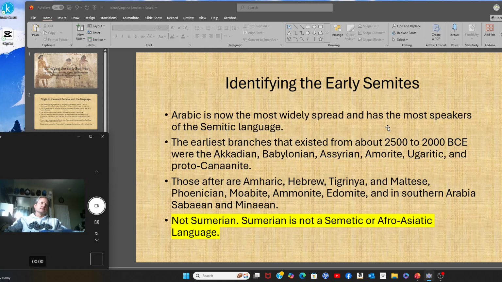Identifying the early Semites. Arabic is now the most widely spread and has the most speakers of the Semitic language. The earliest branches that existed from about 2500 to 2000 BCE were the Akkadian, Babylonian, Assyrian, Amorite, Ugaritic, and Proto-Canaanite. Those after these are Amharic, Hebrew, Tigrinya, and Maltese, Phoenician, Moabite, Ammonite, Edomite, and in southern Arabia, Sabaean and Manaean. Not Sumerian. Sumerian is not a Semitic or Afro-Asiatic language.